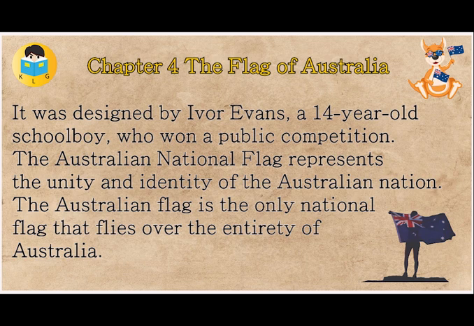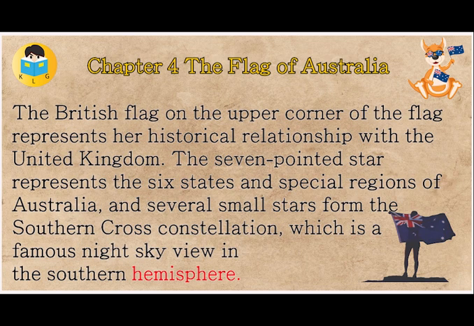The Australian national flag represents the unity and identity of the Australian nation. The Australian flag is the only national flag that flies over the entirety of Australia. The British flag in the upper corner represents Australia's historical relationship with the United Kingdom. The seven-pointed star represents the six states and the territories of Australia, and several small stars form the Southern Cross constellation, which is a famous night sky view in the Southern Hemisphere.